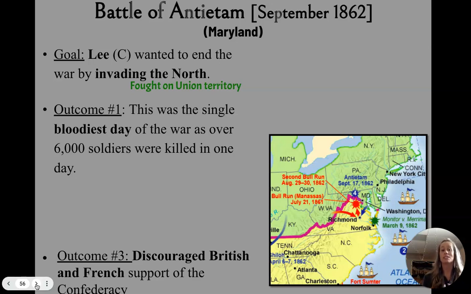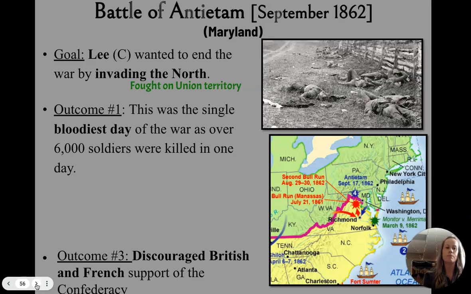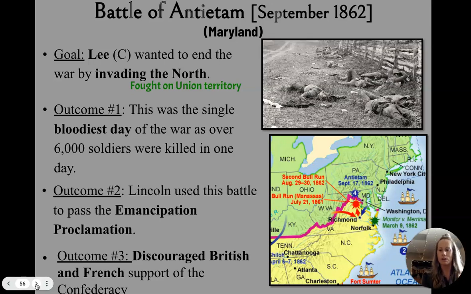The first outcome is the single bloodiest day in the war, with over 6,000 soldiers killed in one day. So that's pretty significant. It's the bloodiest day, not the bloodiest battle, the bloodiest day. That's really what it's always been known for, even when I was in 8th grade. And then the second one is Lincoln uses this battle to pass the Emancipation Proclamation.